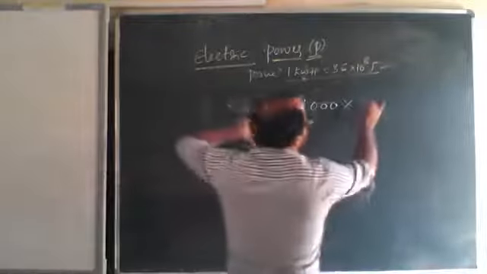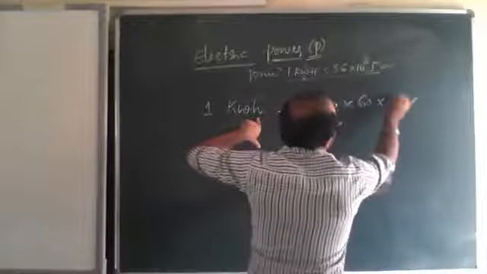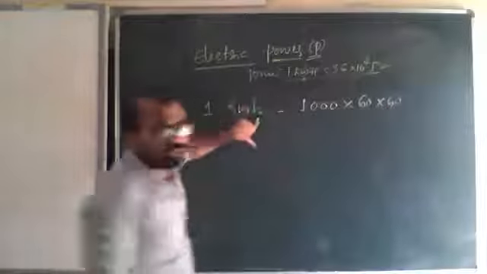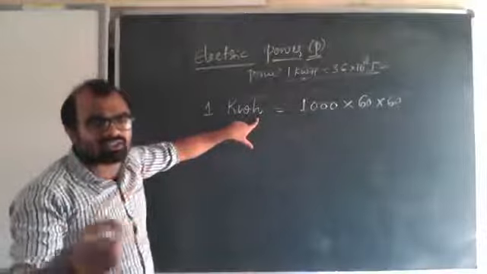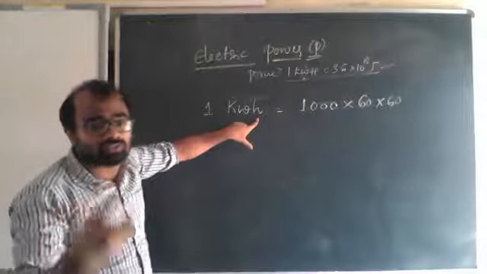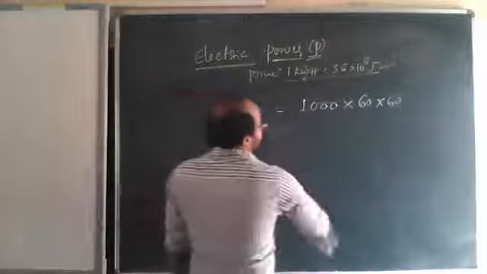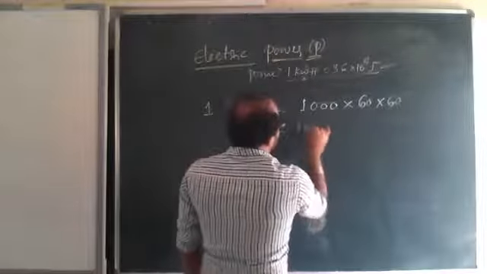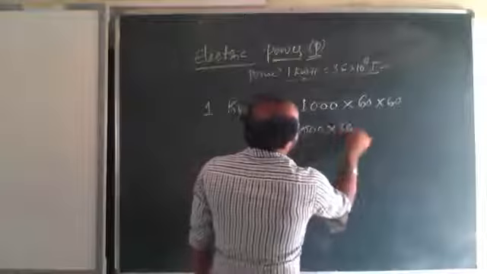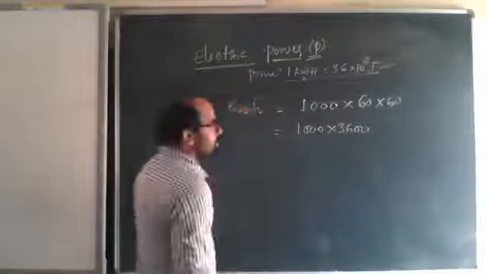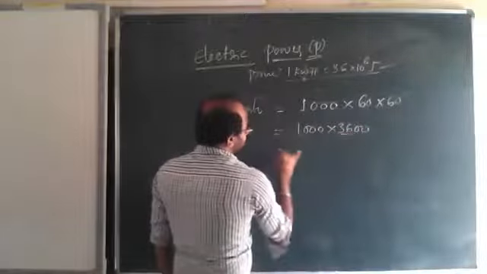1 hour is equal to how many seconds? 60 into 60, isn't it? In 1 hour there are 60 minutes. In 1 minute there are 60 seconds. So 60 into 60. So let me write this one. 1000 into 3600. Okay. What is remaining here?